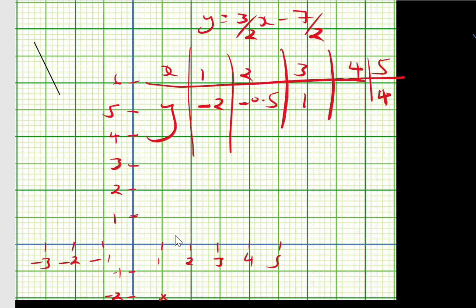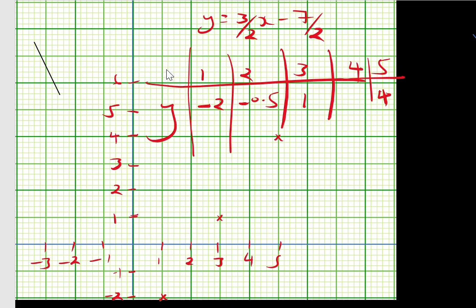2, 0.5. Let us go to the next one because getting the fraction is difficult, the decimal part. 3, 1. Can plot 3, 1. This is 3, 1. And also 5, 4. So that is my points.